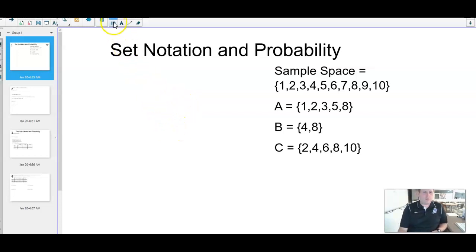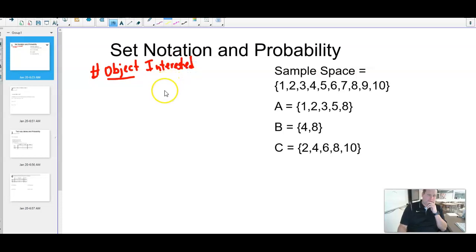Okay, we're going to look at some set notation with probabilities now. Guys, one thing to keep in mind, the idea of probability, we're always going to look at the number of objects that I'm interested in, and that's going to be divided by the number of total objects. So objects that we're interested in over that.